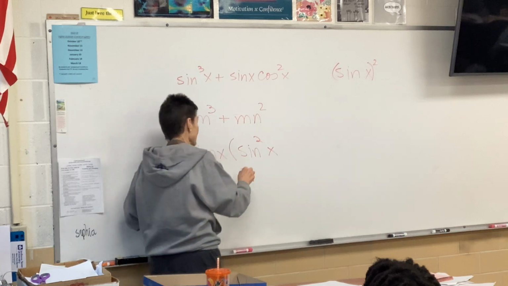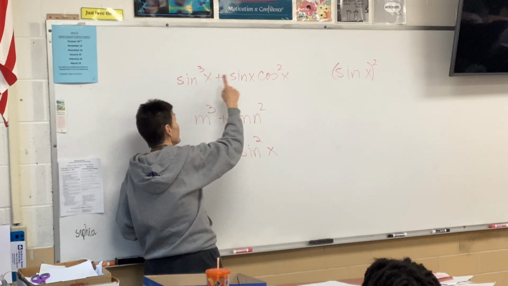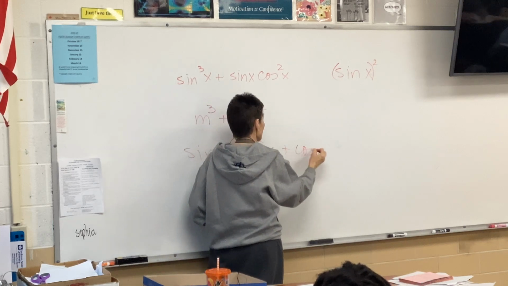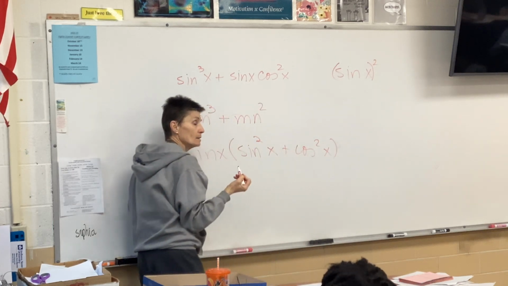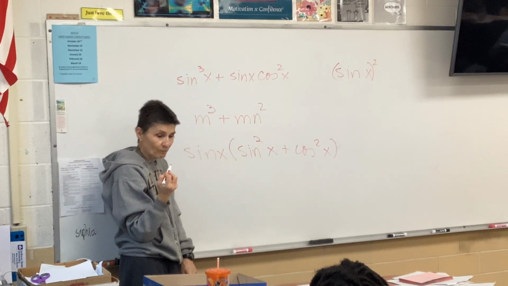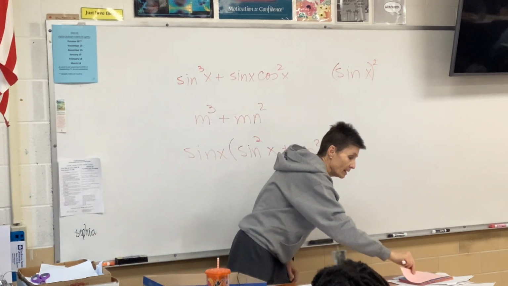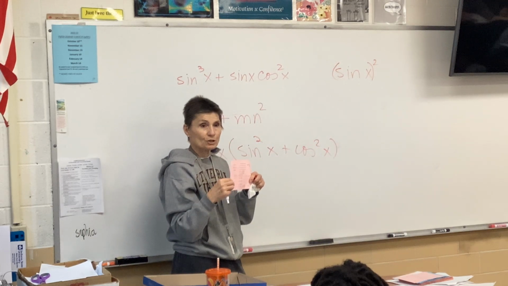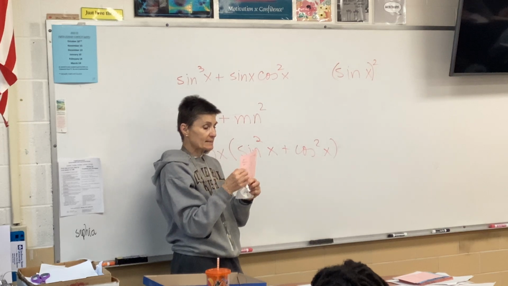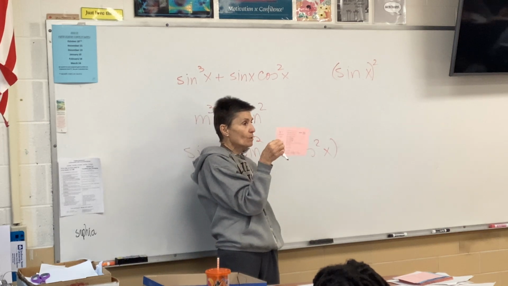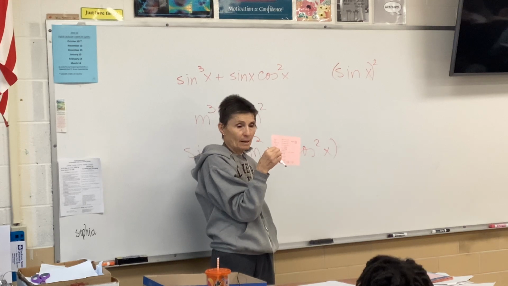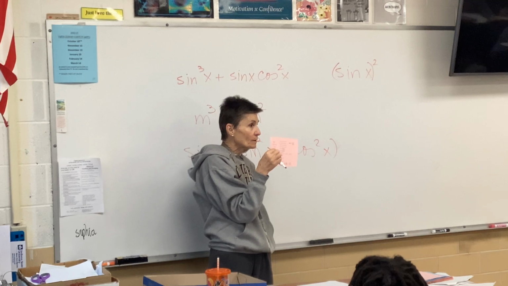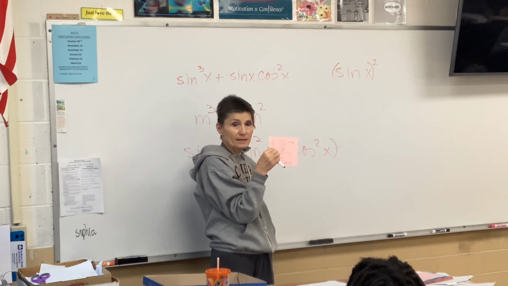All right, so I've taken out my sine, so I'm left with sine squared. What am I left with here? Cosine squared plus cosine squared. Now, once you look at your reference sheet, and the variable is different, I'm using x's here, and it's theta on the reference sheet. But what does it say right here where my finger's pointing? What's it say? Sine squared plus cosine squared equals 1.